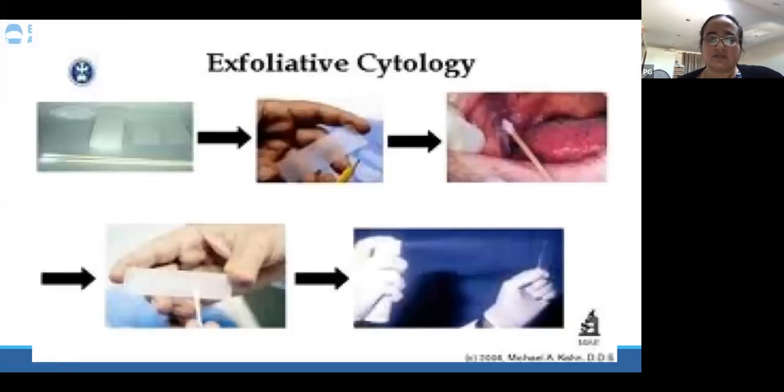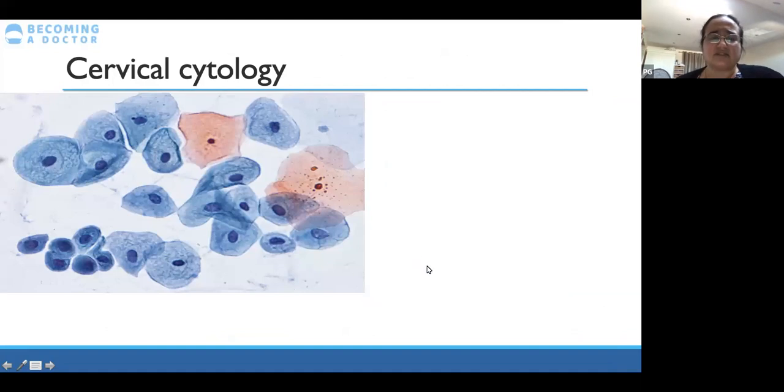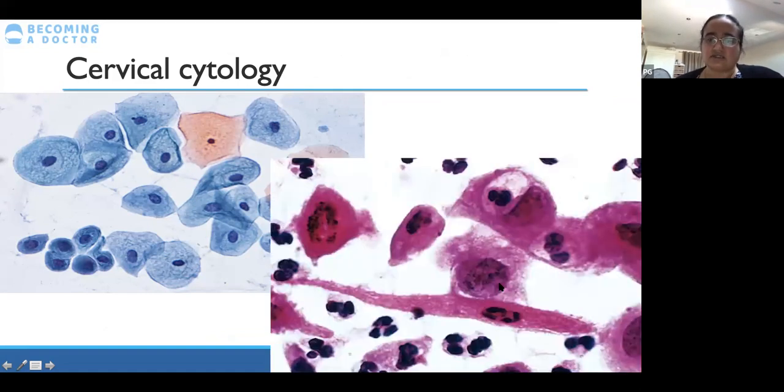This is a bit blurred, but basically cytology, as I said, you have the slide, take a smear, a swab of it, spread it on the slide and spray fixative. And that's the principle of cervical cytology. And this is your normal squamous cells in the cytology smear. And then this you can see is different.